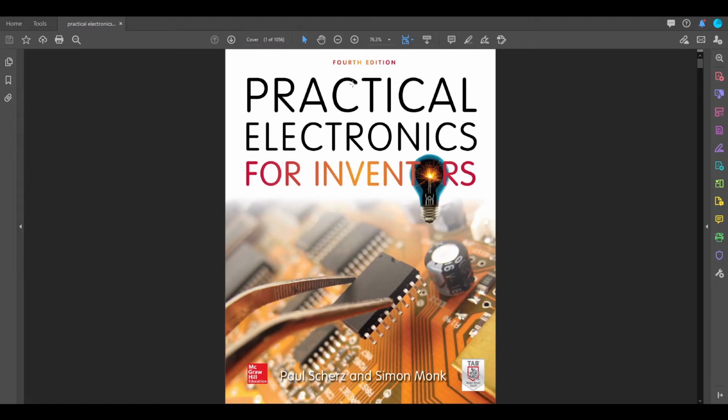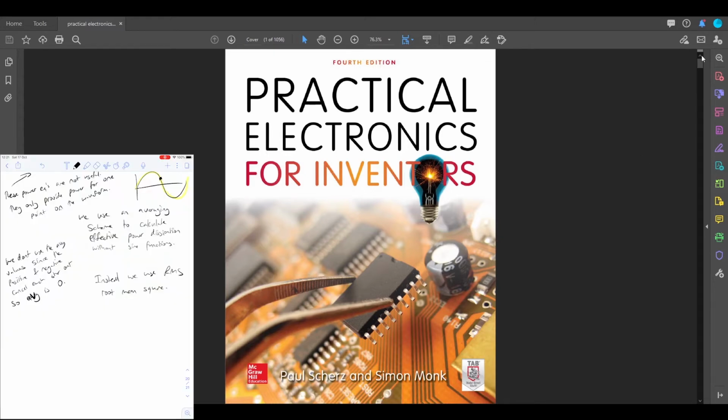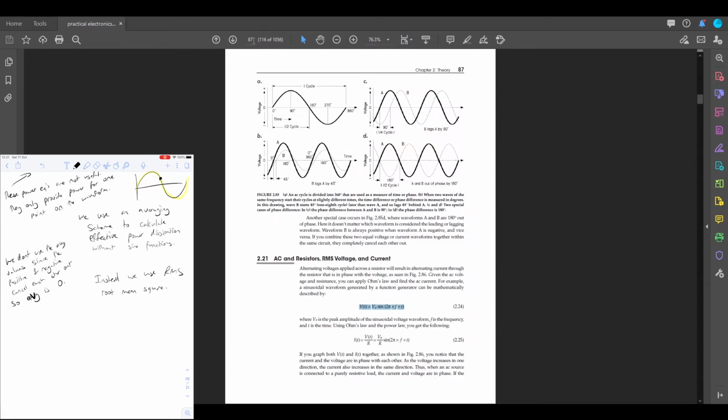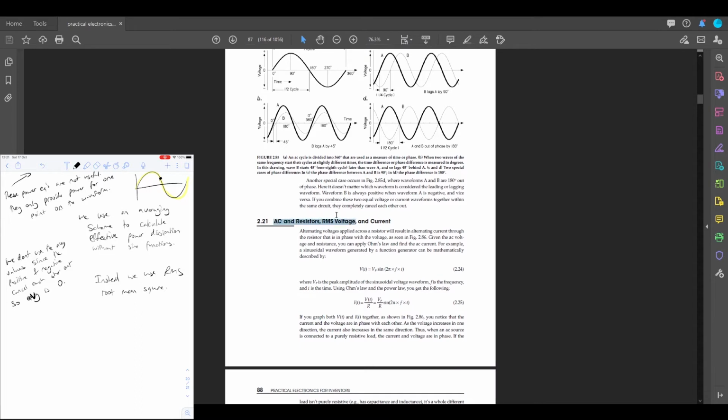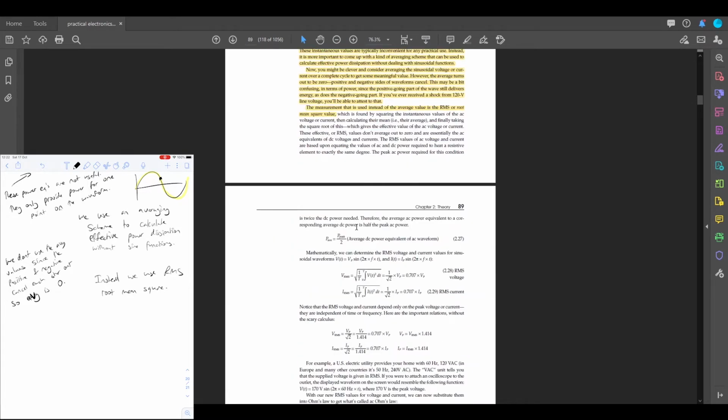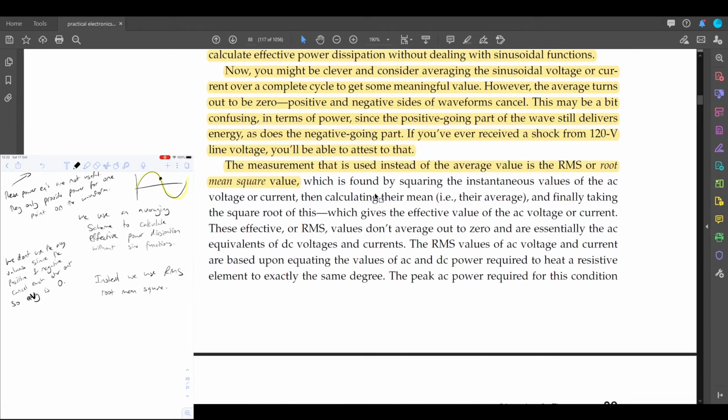So we're still going through the Practical Electronics for Inventors book. This one's the 4th edition, and the main reason I'm doing it is so I can learn about AC electronics, or AC electricity, I should say. Alright, so in the last video, we started AC resistors, RMS voltage and current, and we were just getting now to the juicy part, which is the definition of RMS right here.